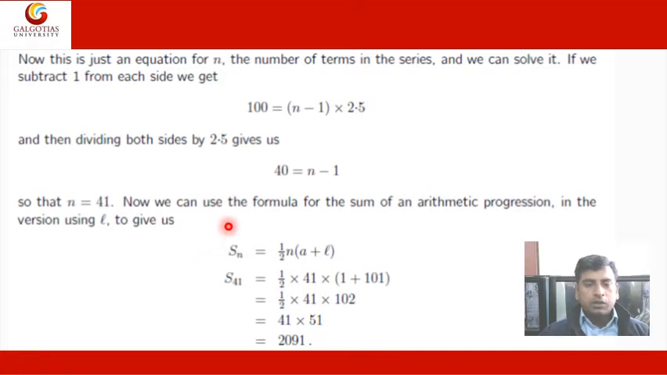Now we can use the formula for the sum of an arithmetic progression in the version using L to give us Sn equal to 1 by 2 n (a plus L). So n is 41, so this will give you 1 by 2 into 41 into (1 plus 101). So here last term is given, so we will use the formula in terms of last term. So on solving this, we will get the sum 2091.